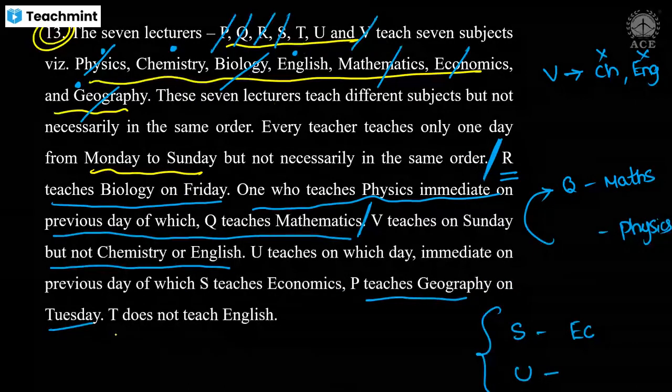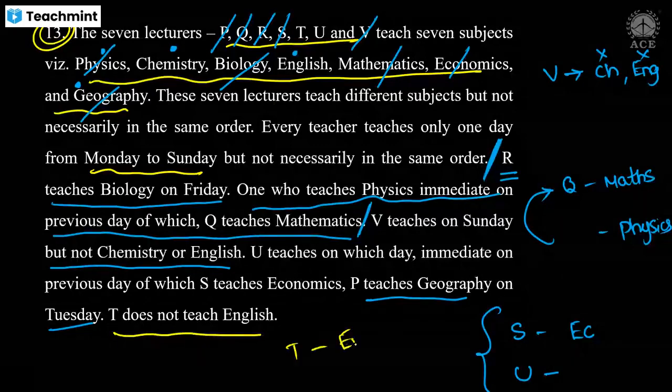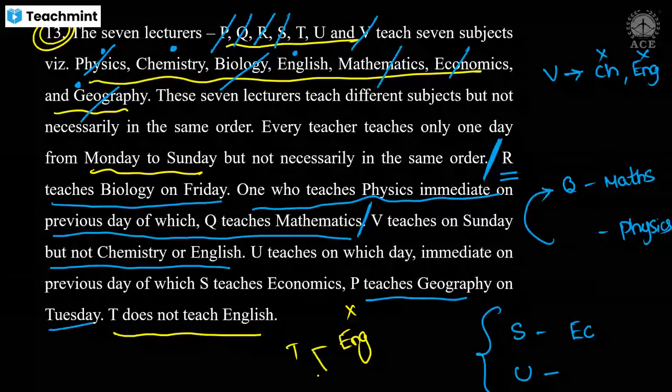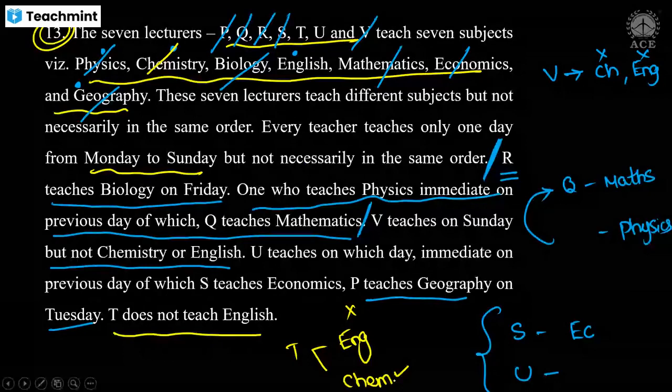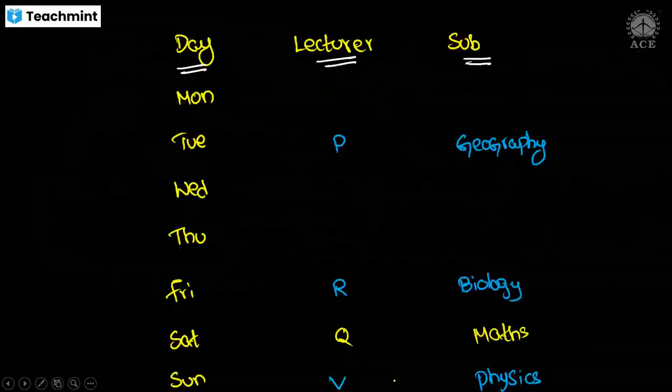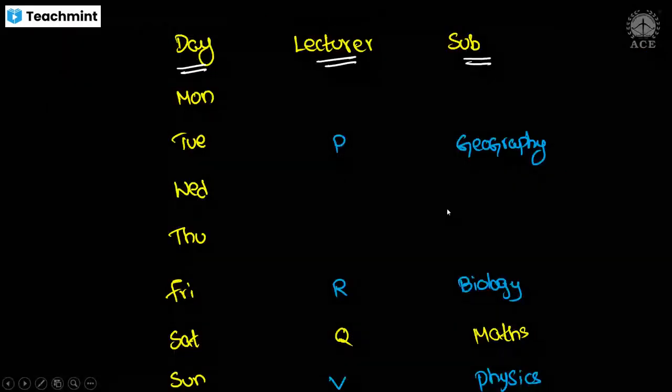Okay. T does not teach English. Now what should be for T? T cannot go with English, so T must be chemistry, right? We have only 2 subjects, so T can go with chemistry. Okay, T chemistry, fine. Which day we had to alert.